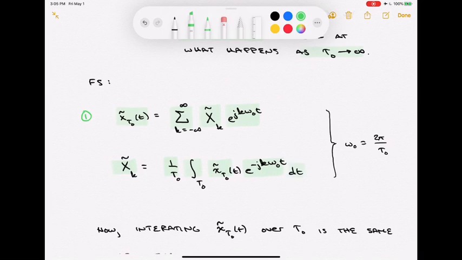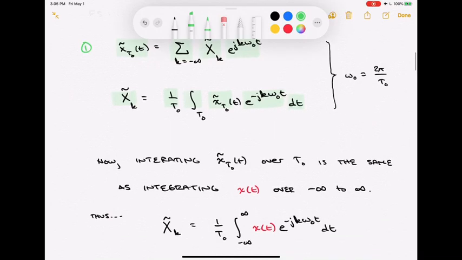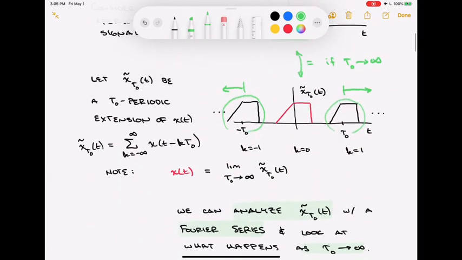Okay, so some things that we might do with that equation, the Fourier series analysis equation. I'm going to take a quick look at this. This is integrating over a period my periodic signal, right? Let's go back to the graph and look at how we might do that. I might go from minus t naught over 2 to t naught over 2. That creates an interval that is t naught in width, and my integral is of x tilde sub t naught over that interval, which I've taken here as minus t naught over 2 to t naught over 2.